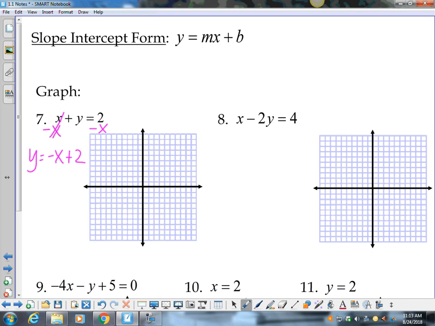Okay, the y-intercept is a 2. Slope is a -1, so down 1, right 1. Remember, you always run to the right. And there's your graph.